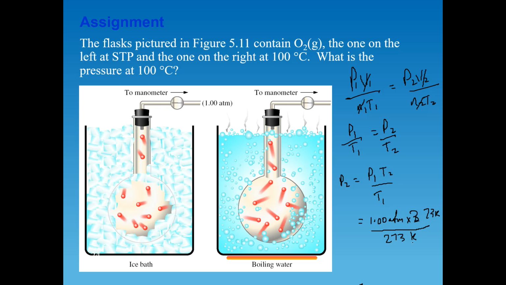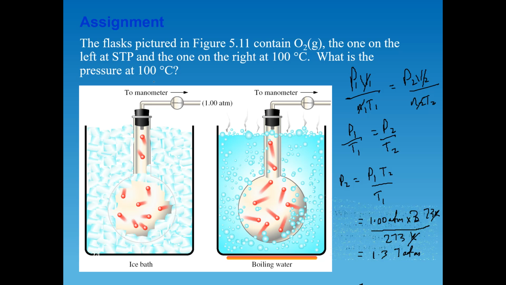So according to my calculation, this works out to be equal to, when rounded off to 3 sig figs, 1.37 atmospheres, because the Kelvin units will cancel out here and here. All right? Okay, so that's basically how this problem will be solved.